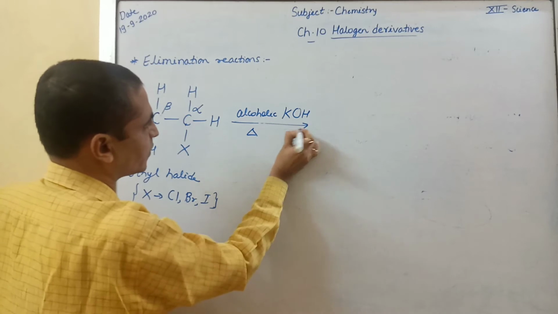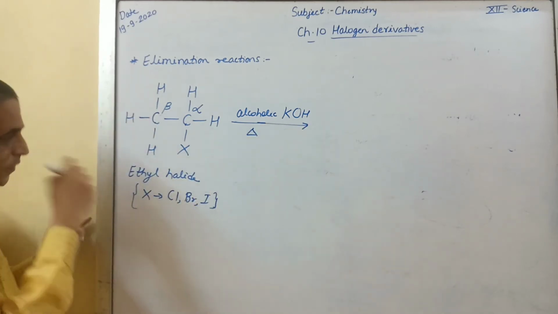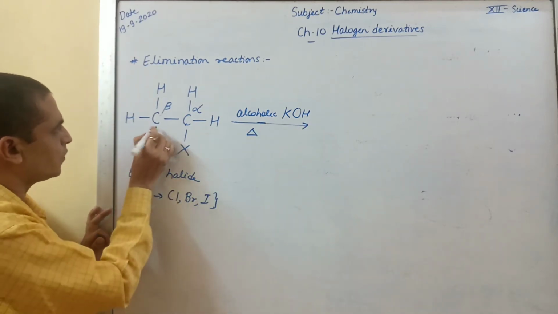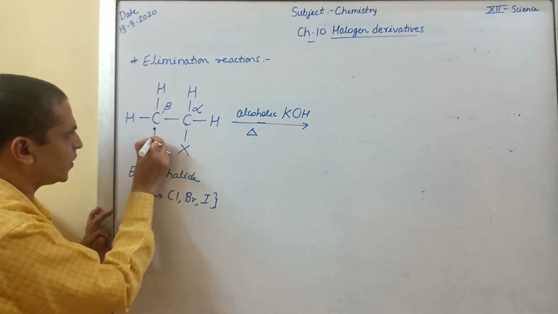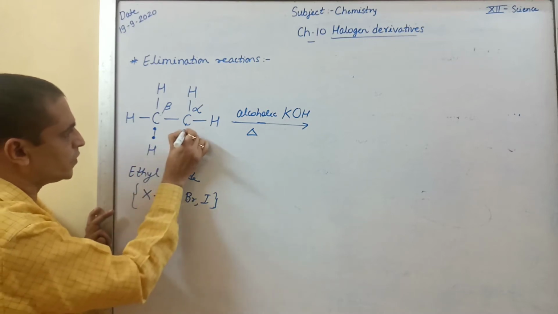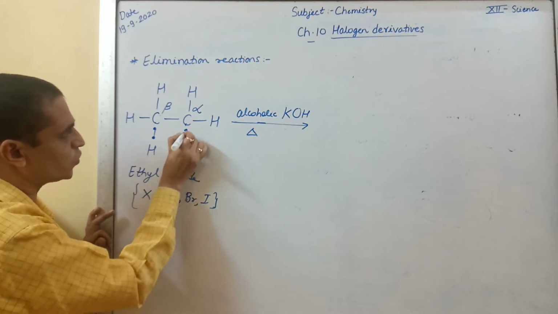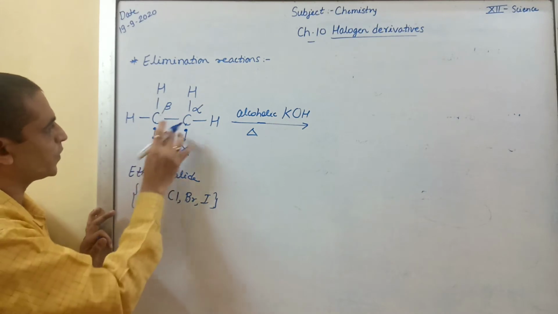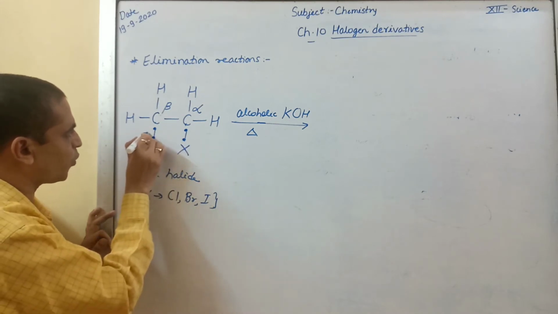And what? Heat. Now what happens here? It contains a C-H bond. See, these are the two electrons. Here again there are two electrons. Two electrons means what? One bond. What happens here? This bond breaks.